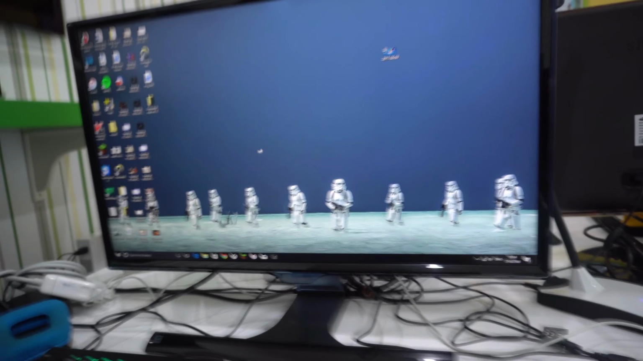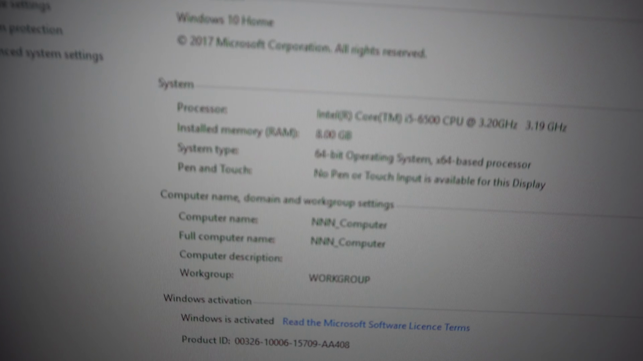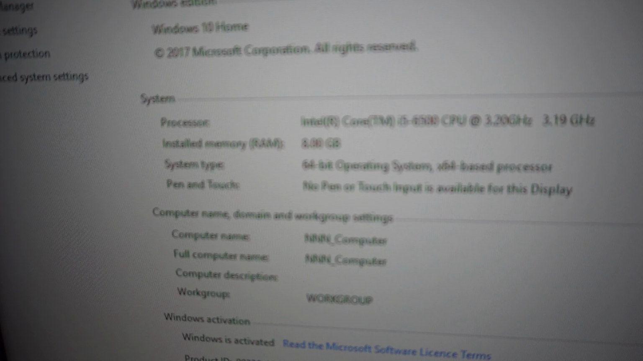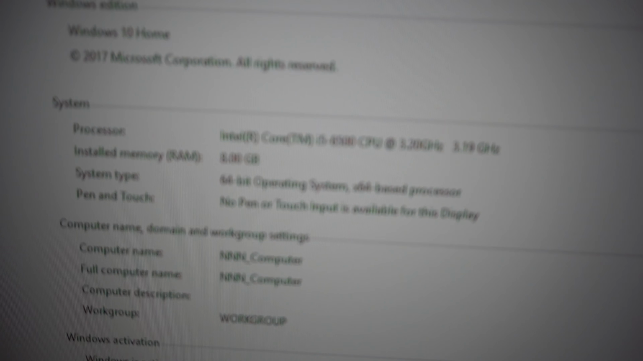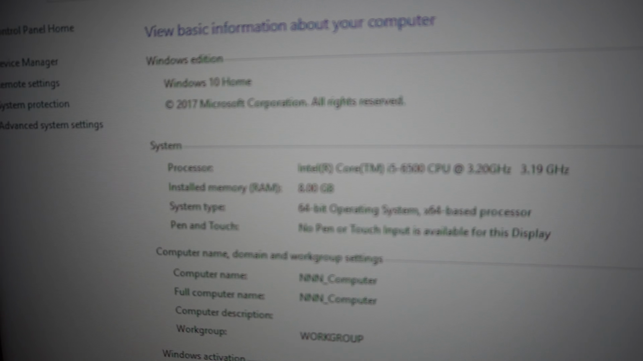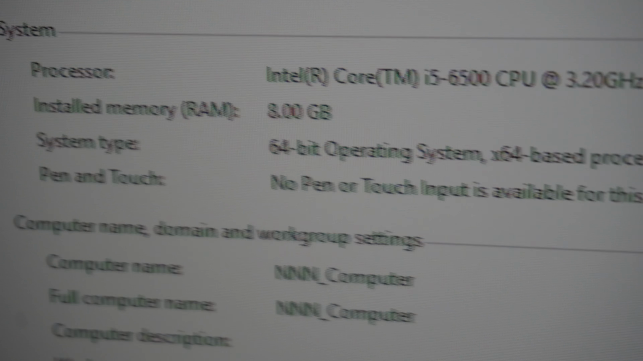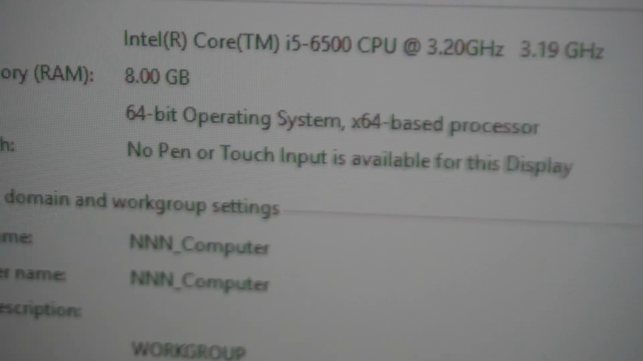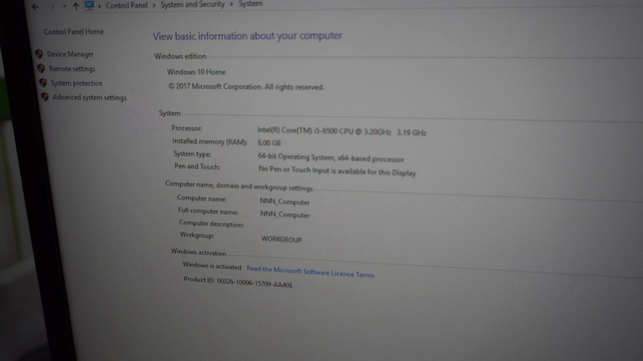Here are some of the specs right here. It's running Windows 10, and the processor is an Intel. Oh my gosh, it's not focusing. There, Intel Core i5. And RAM. Okay, hold on. Let me get something.